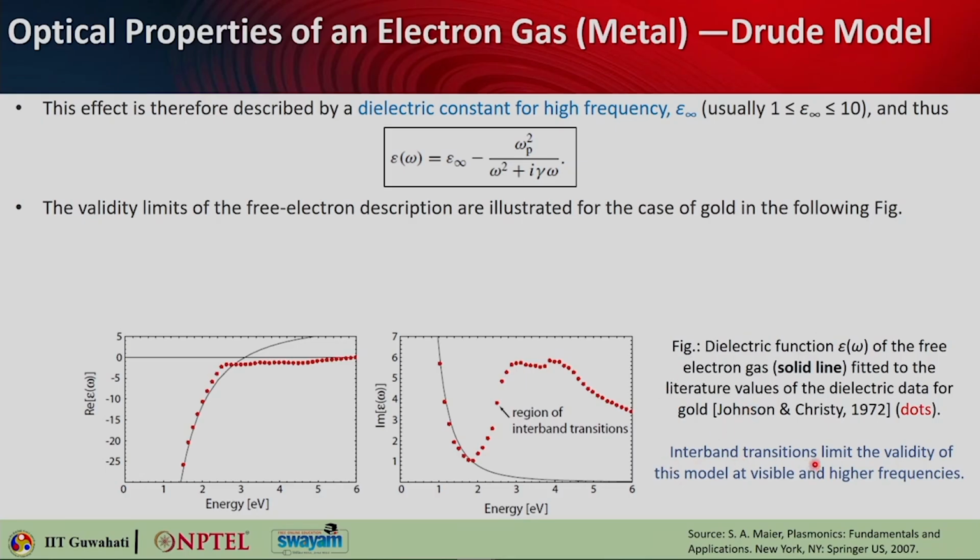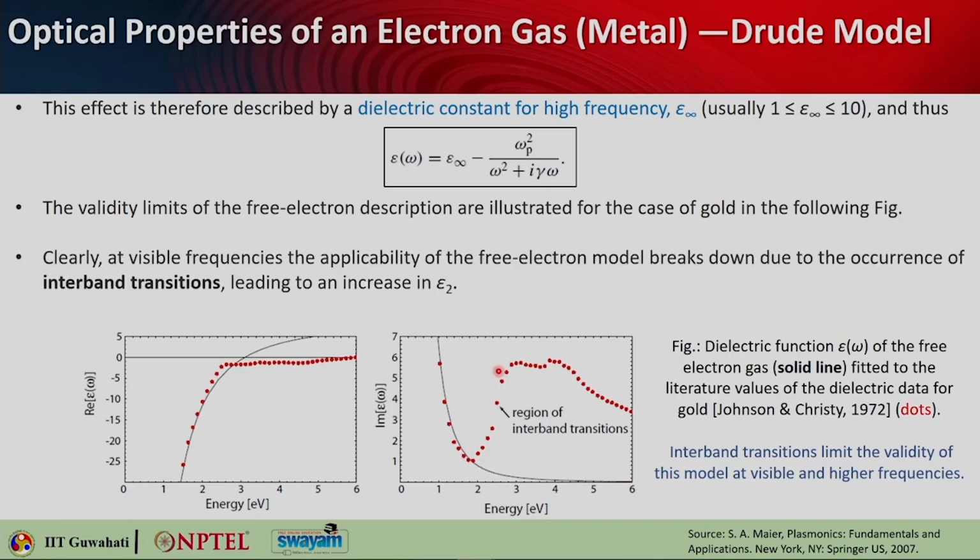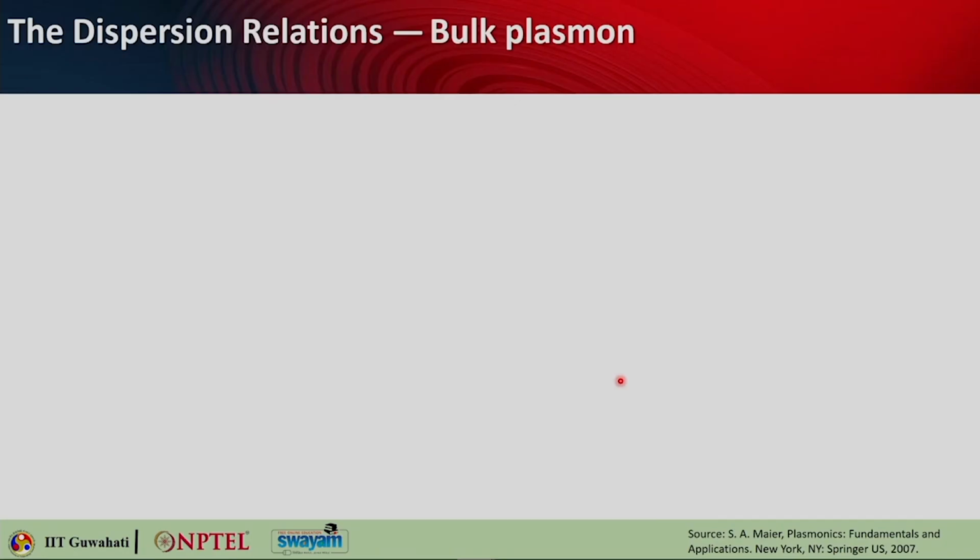Now, interband transition limits the validity of this model at visible and higher frequencies, as you have seen. So, the higher the frequency, the worse this model will get. Clearly, at visible frequencies the application of the free electron model breaks down due to the occurrence of interband transitions, and this interband transition actually gives rise to epsilon 2. Now, with that, let us move to the dispersion relation.